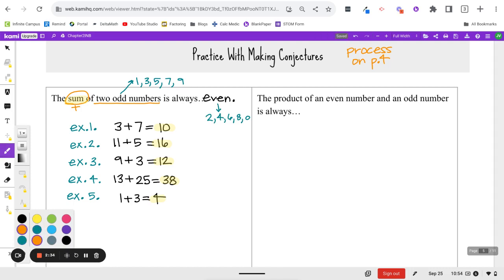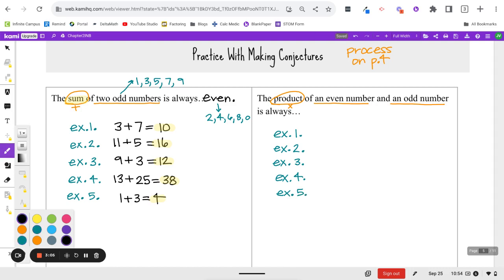Let's look at another one. So the product, which means multiply, of an even number and an odd number is always what? Okay, so 5 examples. Example 1. Example 2. Example 3. Example 4. Example 5. Okay, so here we go.